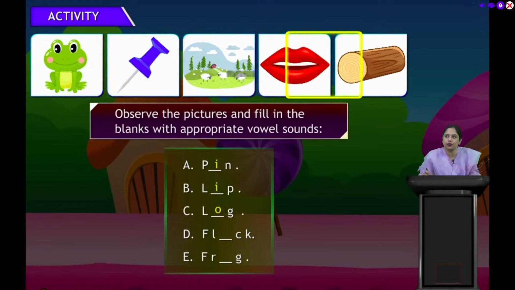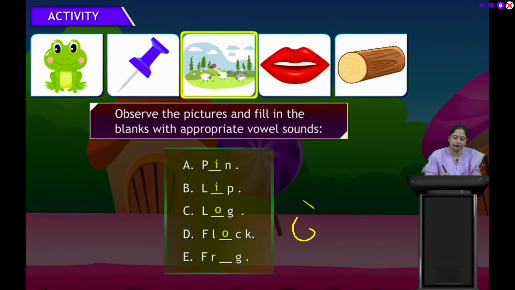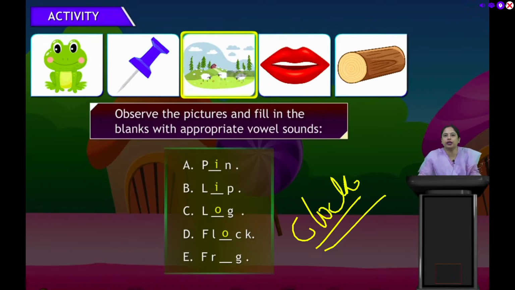Which is the third one? L-O-G. Log. Log. Short or long? Think everyone. Log. It is not log. It is log. Okay. What is the fourth one? F-L-O-C-K. Now what is flock? It is not flock. It is flock. Just like we have clock. A wall clock. We have flock.